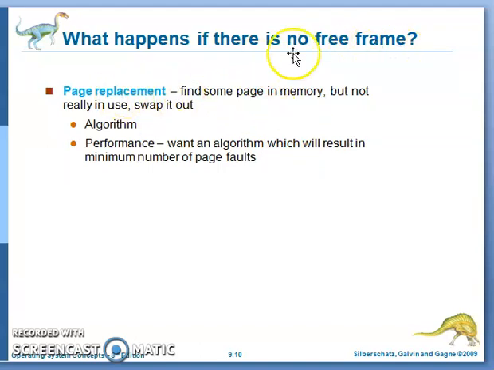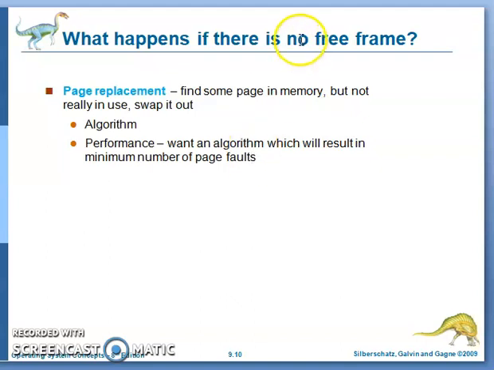Page replacement. If there is no free frame, you have to replace one existing page from the physical memory. For that page replacement we use an algorithm, and the performance of that algorithm must be high. That means it is an algorithm which results in the minimum number of page faults. A good algorithm gives very few page faults. That algorithm is the good algorithm.